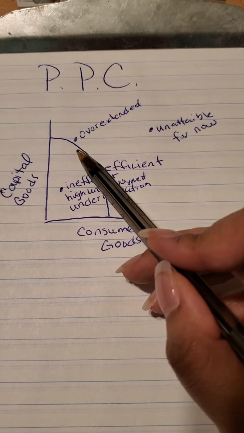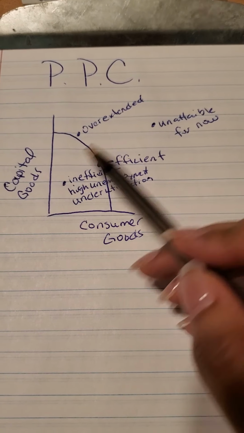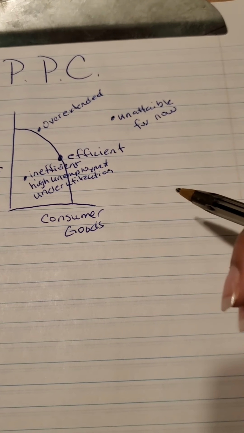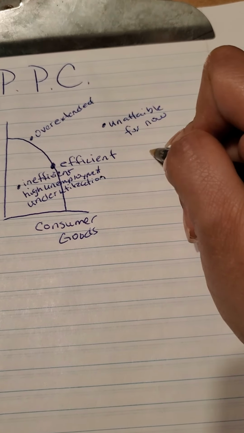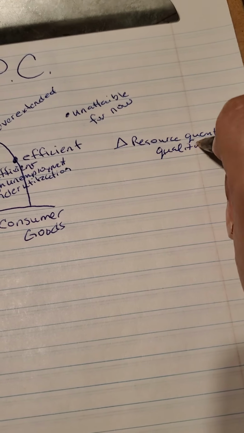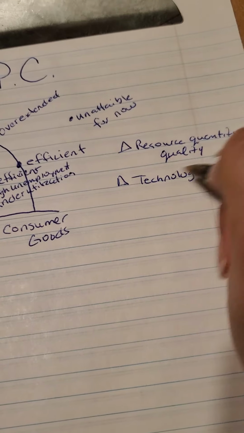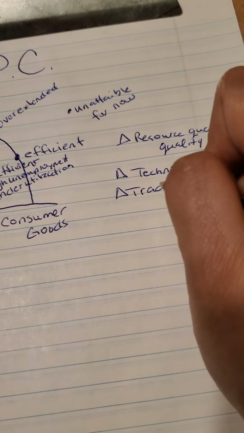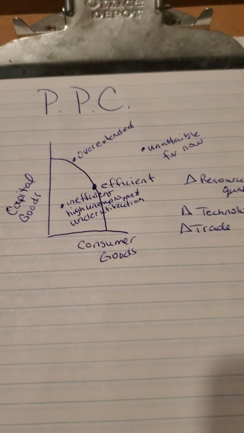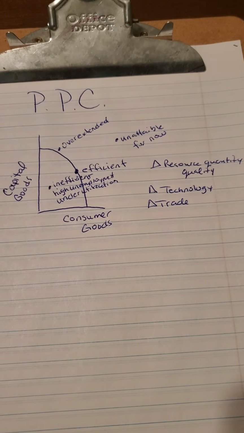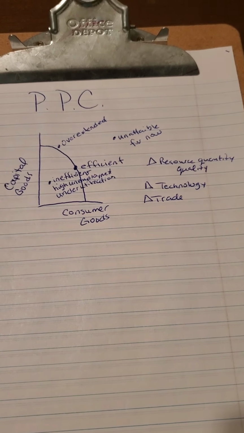Remember that the PPC, the actual curve itself, can shift in or out. Changes in resource quantity and quality, changes in technology, or changes in trade can shift our curve in or out. But yeah, so that's just a super quick review of the PPC.